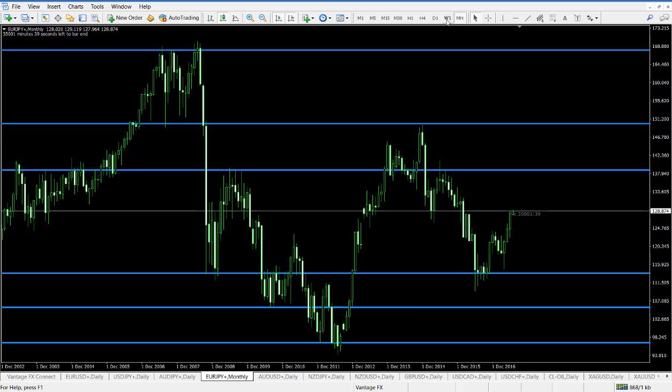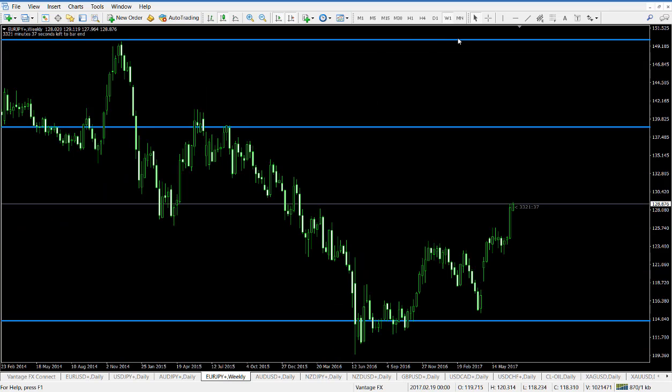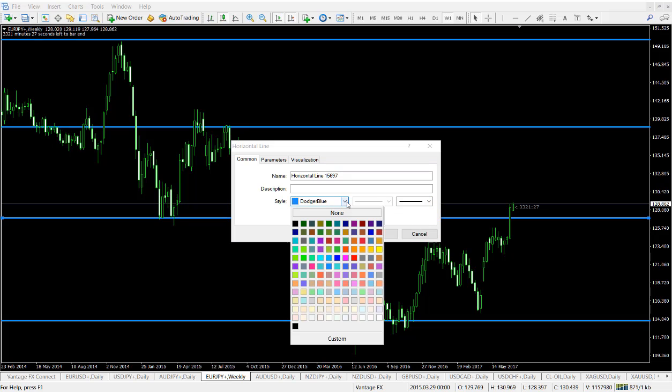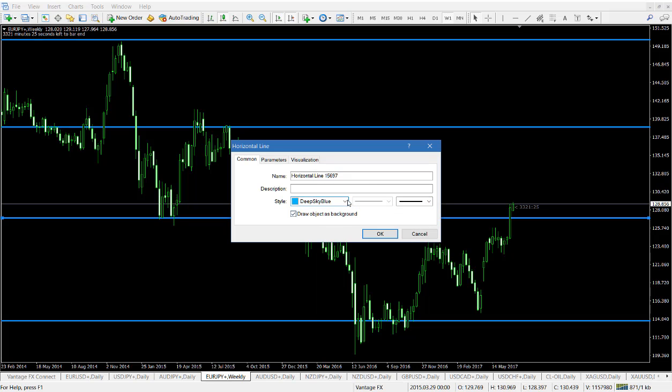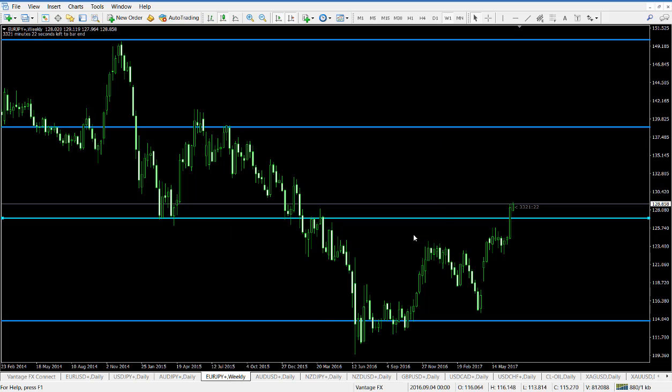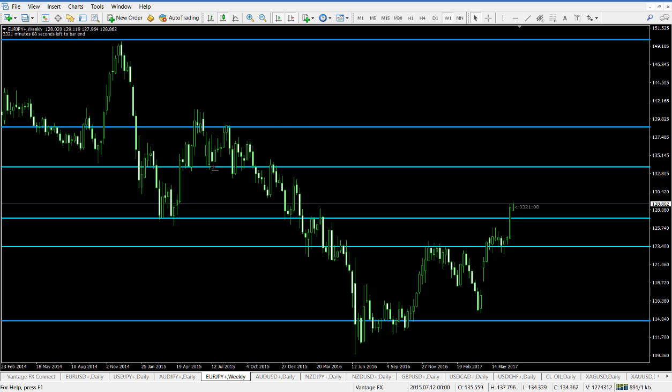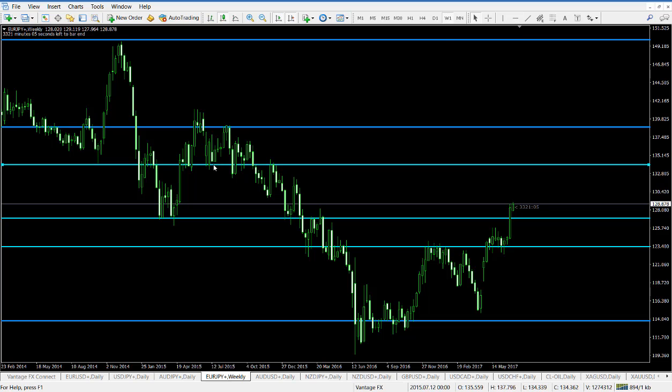Now I go to the weekly and draw some lines again. In the weekly, I go to a smaller one and I put a lighter blue, maybe this one. The next one is probably around there, and maybe one here. This is not bad as well.